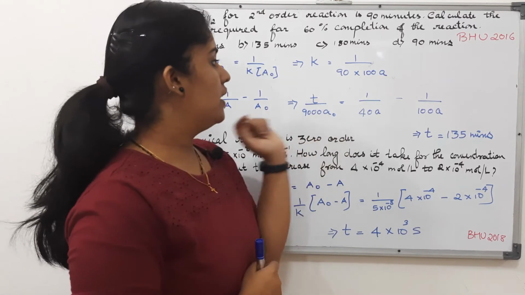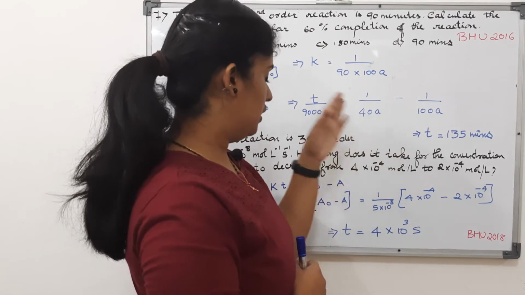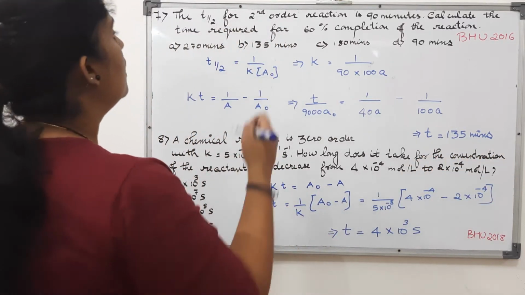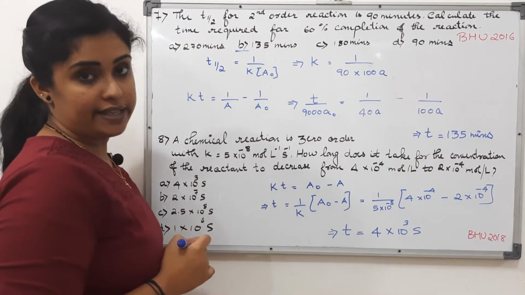So when we solve this equation, you would get the value of t to be 135 minutes, which is option B. So for this question, option B is the right answer.